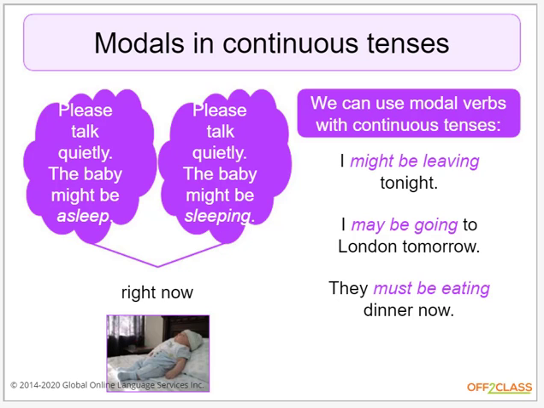So here's some examples. Please talk quietly. The baby might be asleep right now. Please talk quietly. The baby might be sleeping right now. We can use modal verbs with continuous tenses. I might be leaving tonight. I may be going to London tomorrow. They must be eating dinner now.